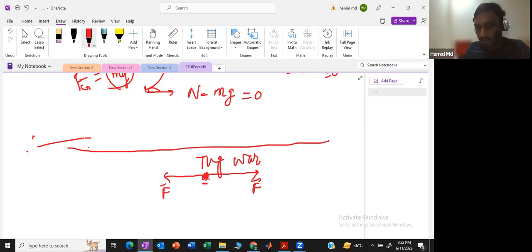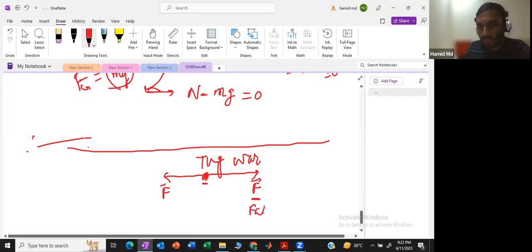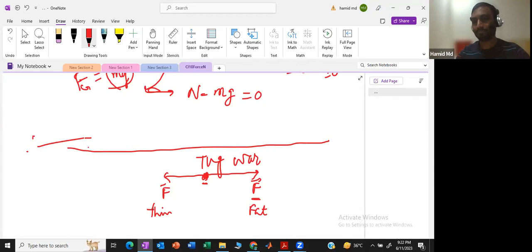But suppose this guy is a fat guy and this is a thin guy, who will win? The fat side. Means that now the force is not equal, right?